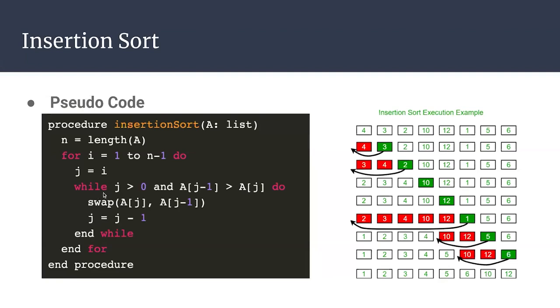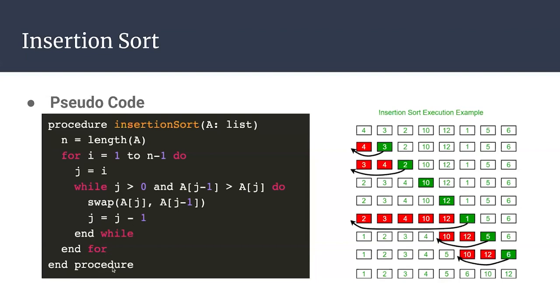While j is greater than 0 and a[j-1] is greater than a[j], right? So you'll be iterating from i, and you will be checking if the array at j minus 1 is greater than the array at j. So you will be swapping those elements until that no longer holds. Then j equals j minus 1, you will be decrementing j, and you will be ending the for loop, while loop, and everything.